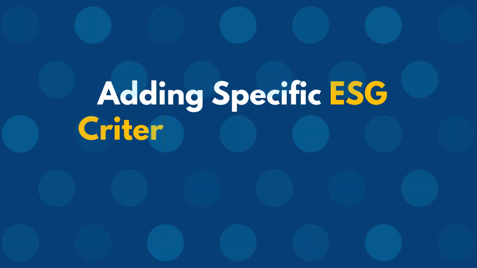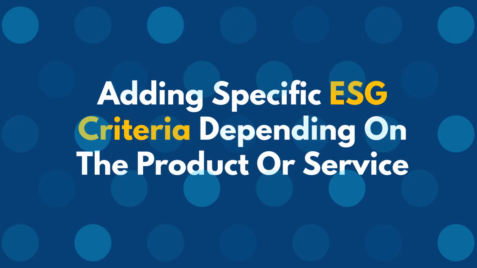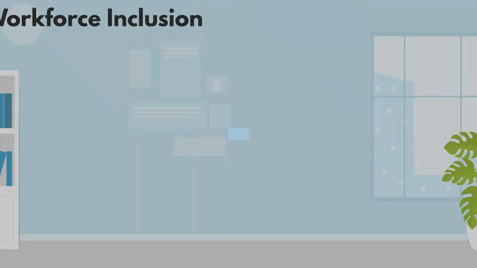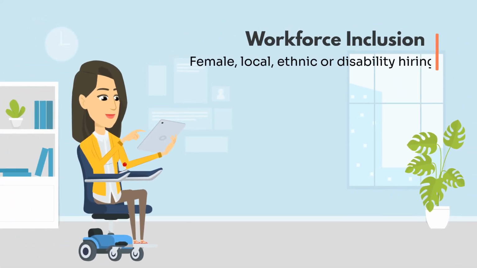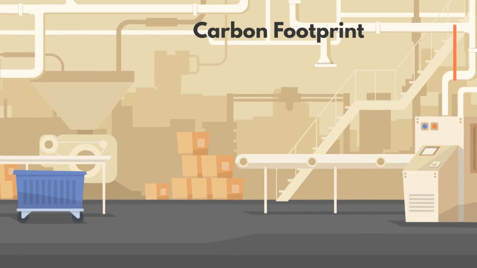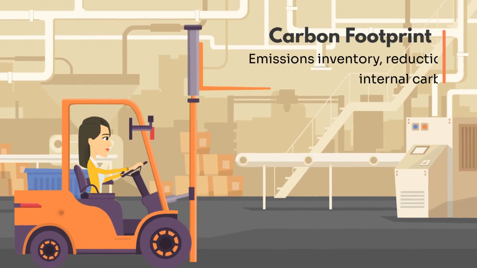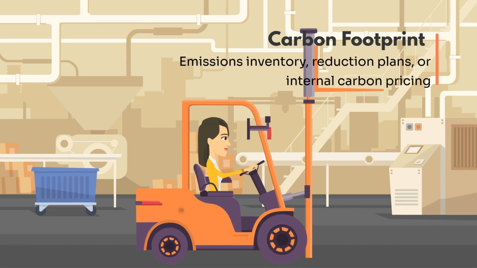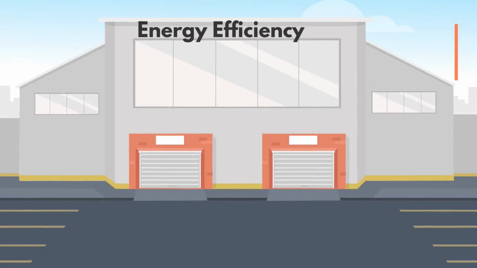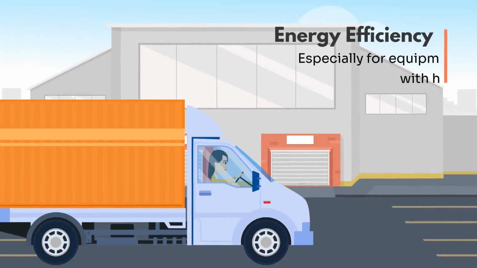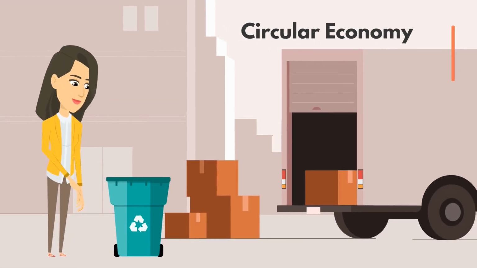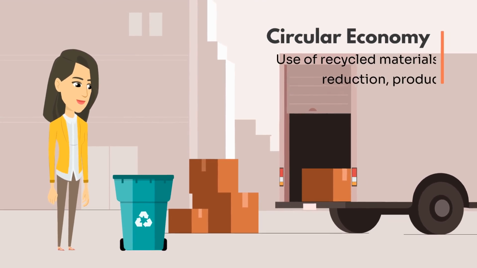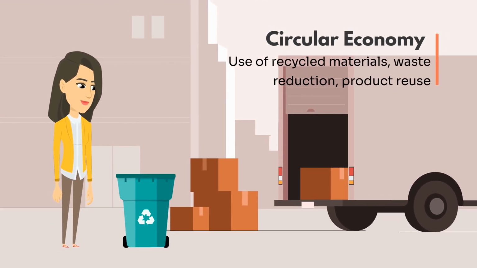Other companies go further, adding specific ESG criteria depending on the product or service. For example, workforce inclusion, female, local, ethnic, or disability hiring. Carbon footprint, emissions inventory, reduction plans, or internal carbon pricing. Energy efficiency, especially for equipment or services with high energy use. Circular economy, use of recycled materials, waste reduction, product reuse.